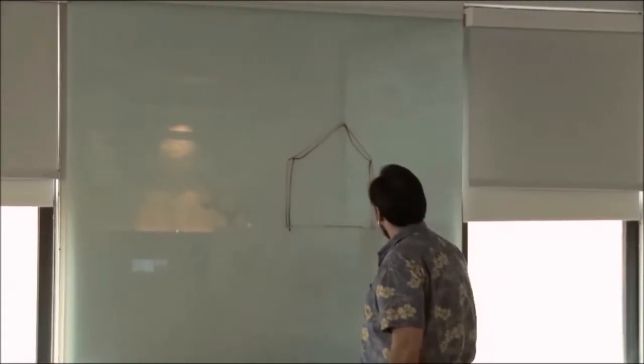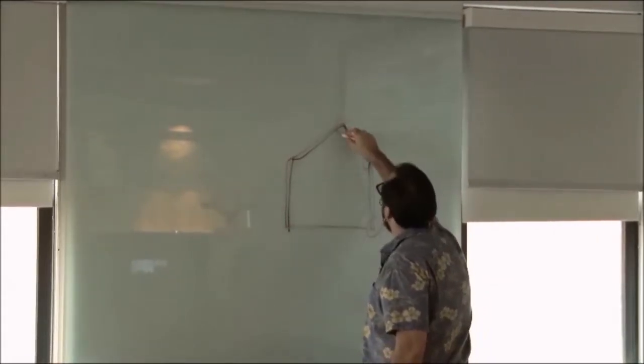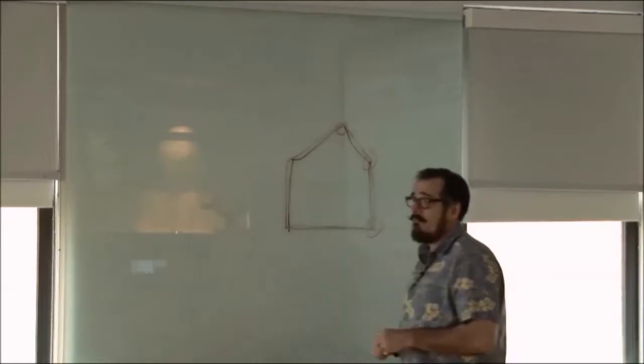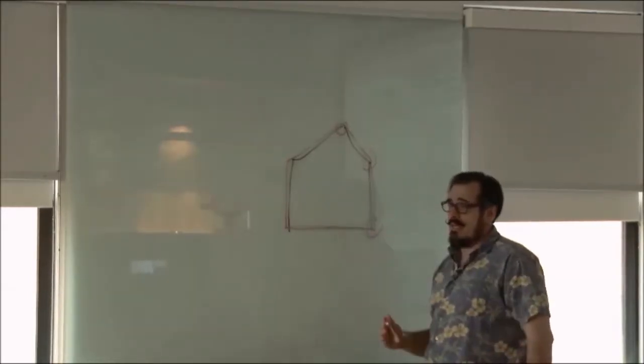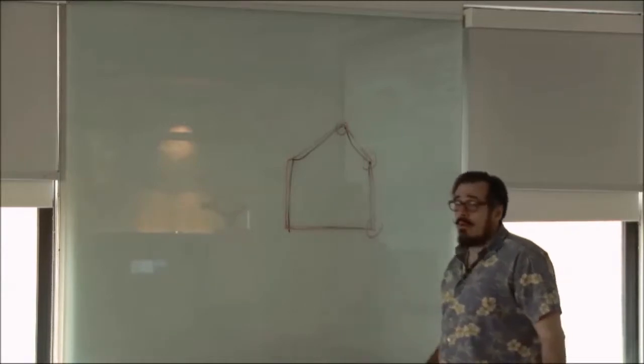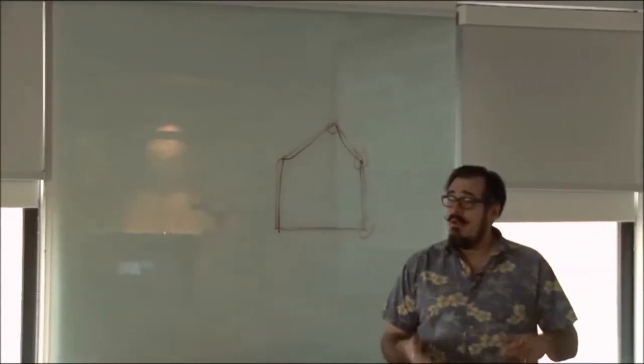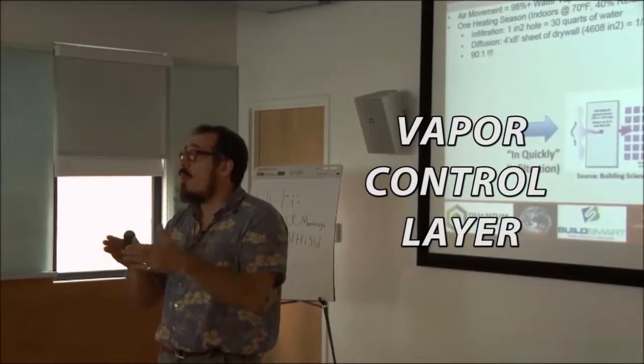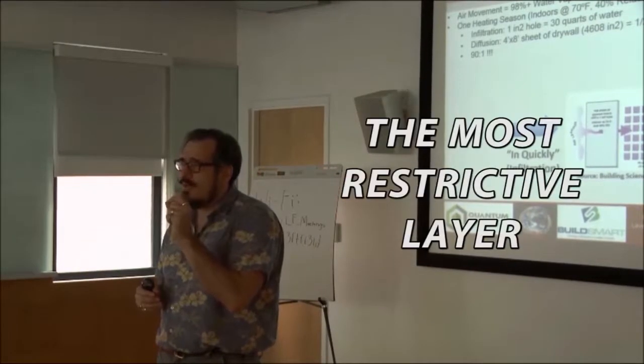assemblies. And I want to look at these joints, and I want to make sure that this is a continuous airtightness solution. That is for airtightness. Then there's 2 other within the assembly. One is vapor retarder. Within the assembly, there's always a vapor control layer, which is the most restrictive layer.